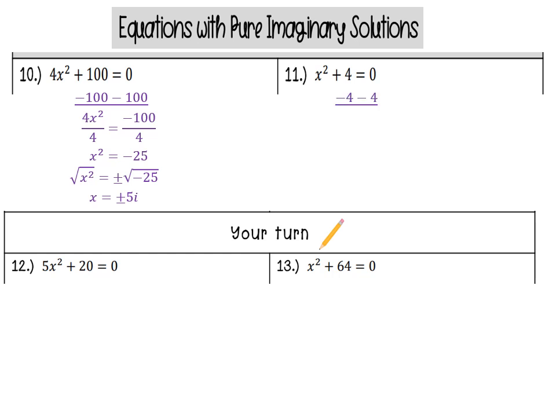x squared plus 4: subtract the 4 from both sides. Take the square root of both sides, and that gets us x equals plus or minus 2i. Now take a moment, pause the video, and go ahead and try number 12 and 13 on your own.